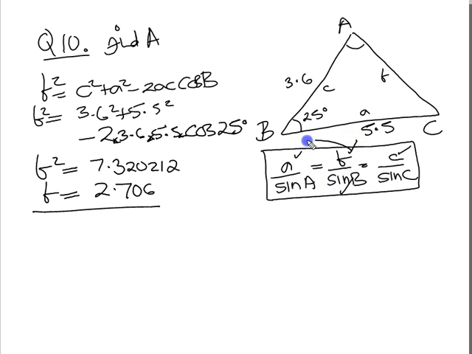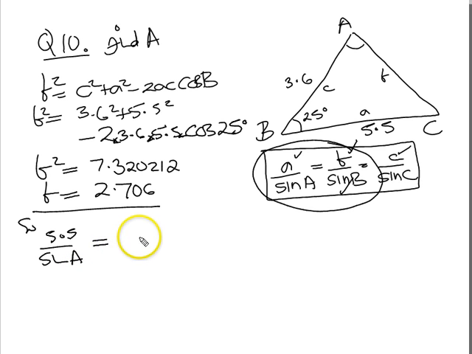And now we have the 3 of any 4, don't we? So from that we can get sine A. Let's put the numbers in then. A, so it's 5.5 over sine of A, which is what we want to find out, equals B, which is 2.706 over sine of B, which is sine 25.